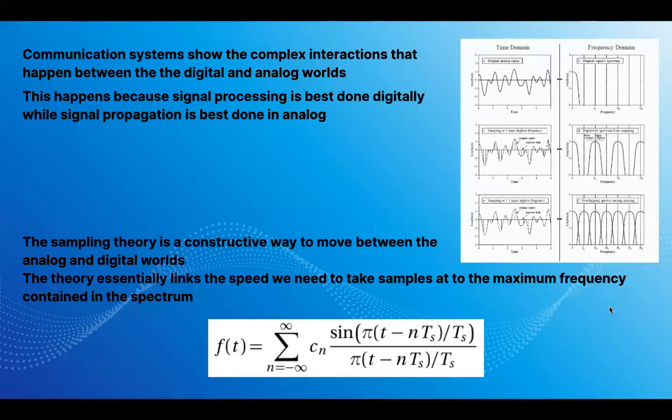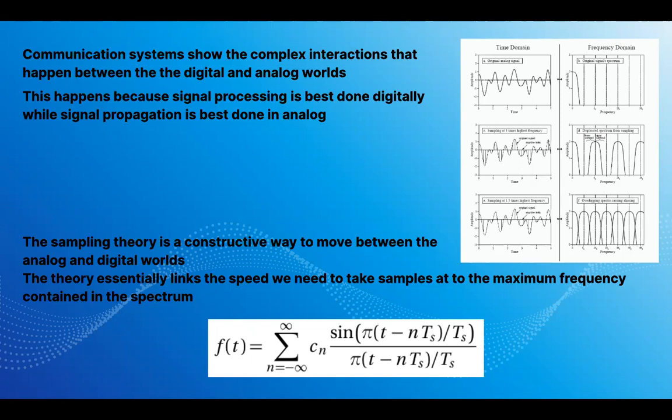And the reason we have both these different types of processing is because processing itself is best done digitally. Propagation is best done in analog. So in these communication systems, these different worlds, if you will, interact with each other. And the best way for us to effectively go back and forth between these two worlds is through something called the sampling theory, which is a constructed way to move between the analog and digital signals.